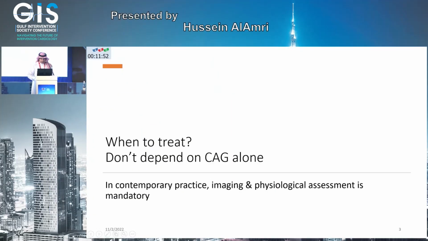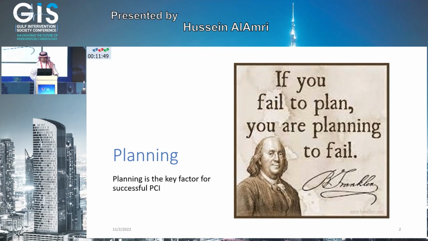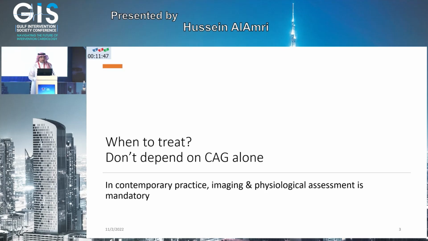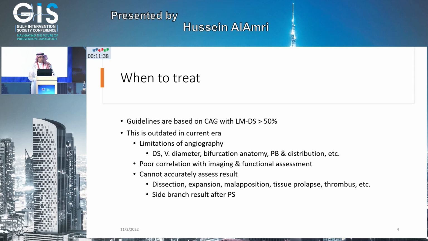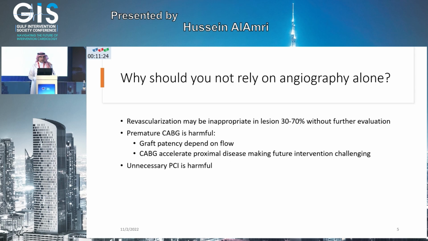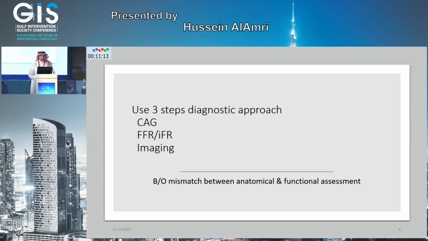The most important step in left main intervention, or in any intervention, is planning. If you don't plan, then most likely you are planning to fail. So the first question you need to ask yourself is when to treat. If you depend on angiography alone, most likely you are not going to make the right decision because of the limitations of angiography and poor correlation between angiography and other assessments, either imaging or functional. And if you revascularize based on angiography alone, most likely you're going to make a wrong decision, because CABG is harmful and PCI also is harmful in patients with intermediate lesions.